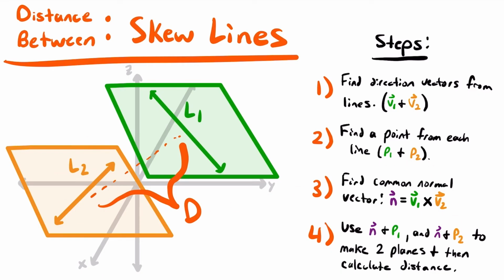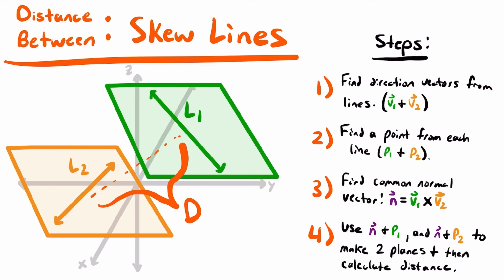And so then we'll have two plane equations that we can then use to calculate the distance between those parallel planes, which will also be the distance between the skew lines. All right, so that's the process here. There's no new formula. We're just going to reuse that formula for the distance between two parallel planes.